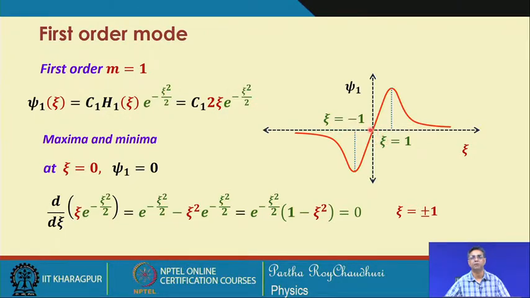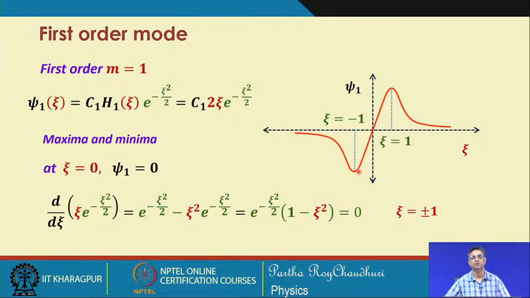So, this must be one point when I take the derivative of this function. Then it gives you 1 minus xi square equal to 0, and e to the power of xi square by 2 cannot be 0. So, this gives you xi equal to plus minus 1. So, these are the 2 points where the wave function will have maxima and minima, and that is what is indicated by this at xi equal to plus 1, at xi equal to minus 1.